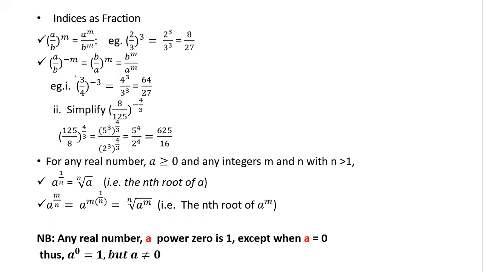Example: 3 over 4 all power negative 3. So this one becomes, now bring 4 up, 3 down. So it becomes 4 over 3 all power 3, and hence it will be 4 power 3 over 3 power 3, which will be 64 over 27.